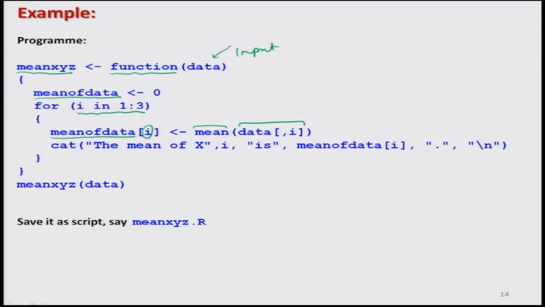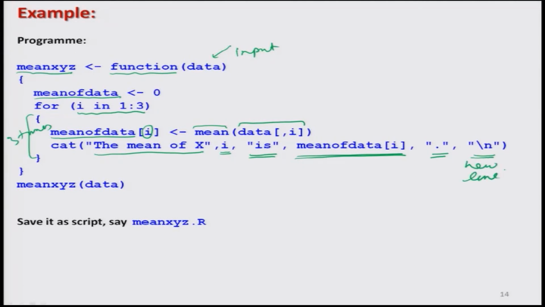So, the program is going to run 3 times, and then there are going to be 3 outcomes: mean of data 1, mean of data 2 and mean of data 3. I want to express the outcome in this particular format. I want to write the mean of x, and then 1, 2 or 3, that is x1, x2 or x3, and then the word "is", and then whatever is the value of mean of data i has to be printed, and then after this there has to be a full stop, and the next outcome has to be on a new line.